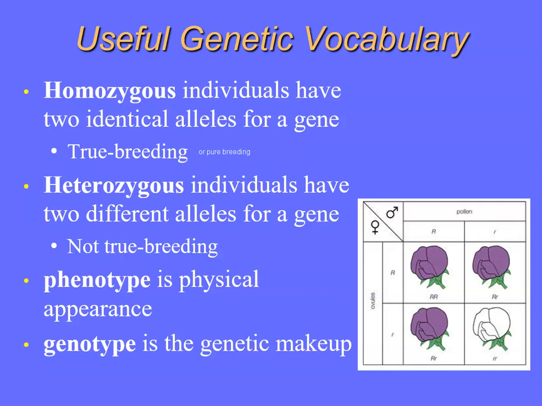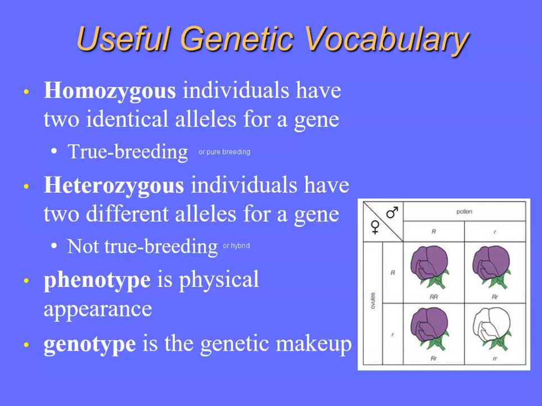So in the case of the one shown here at the right, let's apply what we've just talked about to this. So the purple flowered plants that have both the dominant alleles, big R, would be homozygous. But also the white flowered plant would be homozygous because it has 2 recessive alleles. The heterozygous individuals would be the ones that have the dominant and the recessive allele, big R, little r. Another term you might see for heterozygous is hybrid or not true breeding.